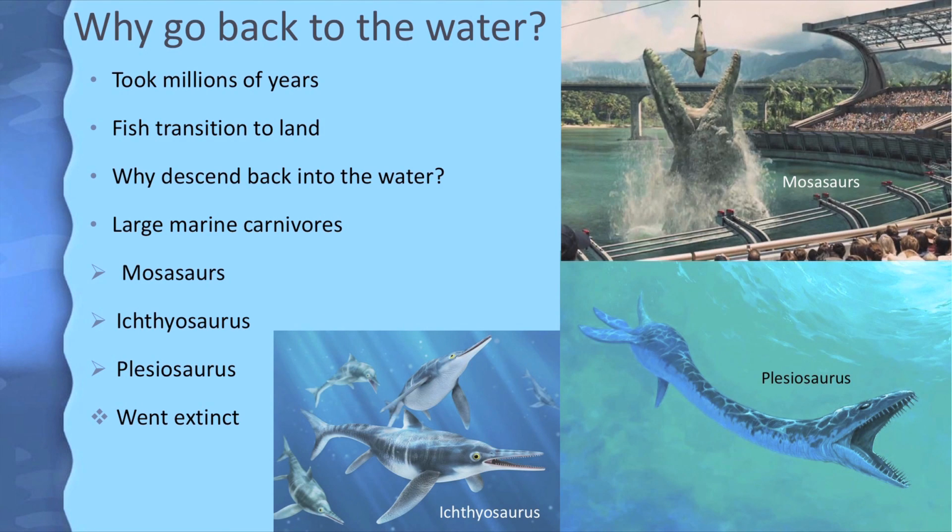Since it took millions of years for fish to invade land, why would they all of a sudden want to descend back into the water? Large marine carnivorous reptiles like Mosasaurus, Ichthyosaurus, and Plesiosaurus all of a sudden went extinct and allowed the small aquatic animals to invade the water.